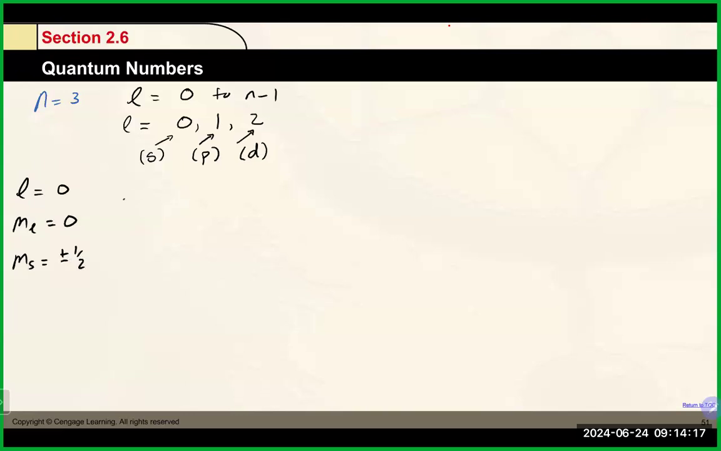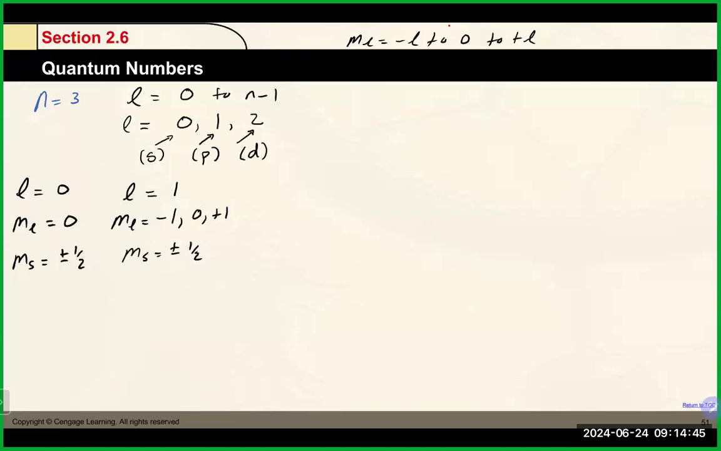When we go to our L value of 1, just like we saw previously, M sub L goes from minus L to 0 to plus L. So in this case, we have -1, 0, and +1, like we saw for our p orbitals. That tells us there are 3 different p orbitals on that energy level, and each of those can have a plus or minus 1/2.